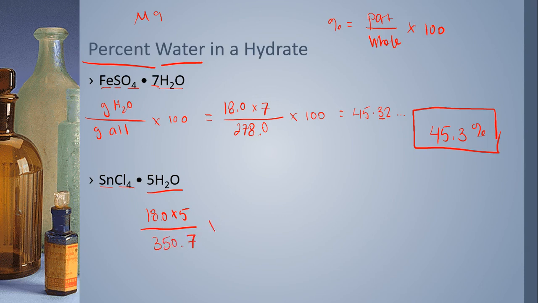350.7. And then we need to multiply that by 100. Okay, if you do this, you should get 25.66, and then the numbers go on forever. So if we do what I said before and round it to a decimal place, that would be 25.7% water in this particular compound.